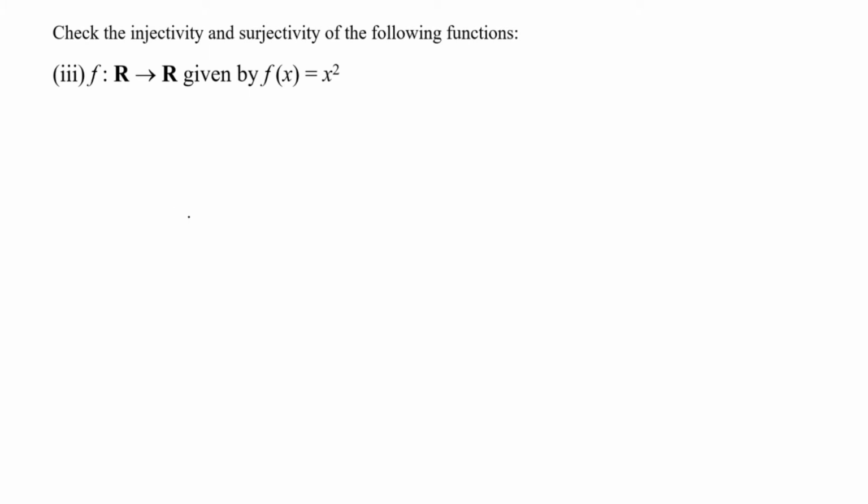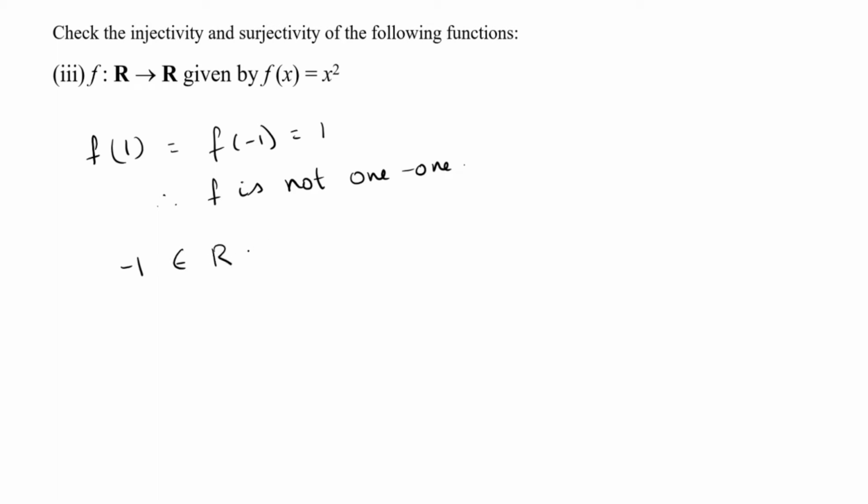Next question, the function f from the set R of real numbers to the set R of real numbers given by f of x is equal to x. Here again, if we see, f of 1 is equal to f of minus 1 is equal to 1. So f is not one to one. And we take the real number minus 1, it belongs to R but it does not have a pre-image. So f is not onto also. Therefore f is not a bijection.